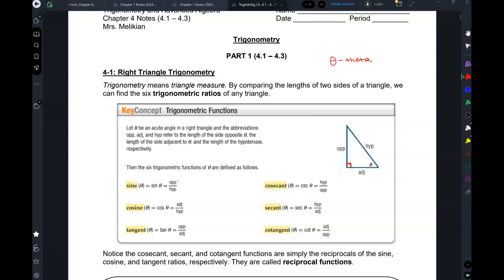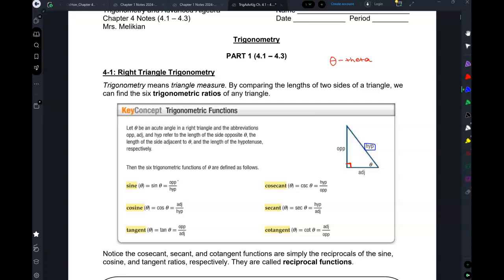Okay, so once we have this labeled as theta, now we can go and label the three sides of our triangle. Remember that the largest side of the triangle is always called the hypotenuse. That faces the 90-degree angle. Okay, so that's the hypotenuse. We take it out of the equation.